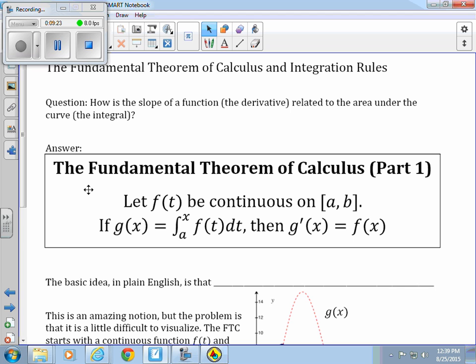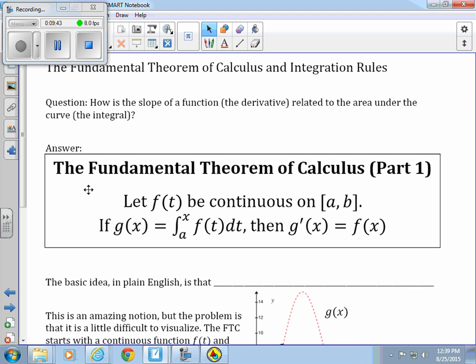So let f of t be continuous on a closed interval. It has to be continuous so that we can find area underneath it, right? We'd have a hard time finding the area underneath a curve if it had an asymptote in the middle. So, we're talking about a continuous function.